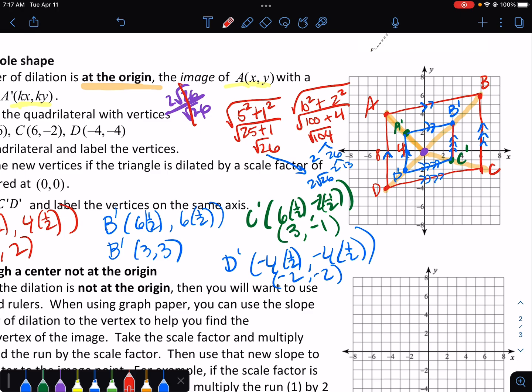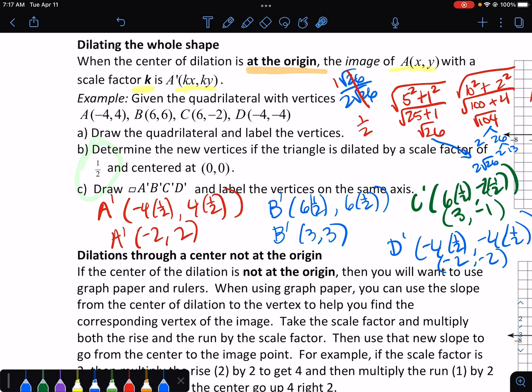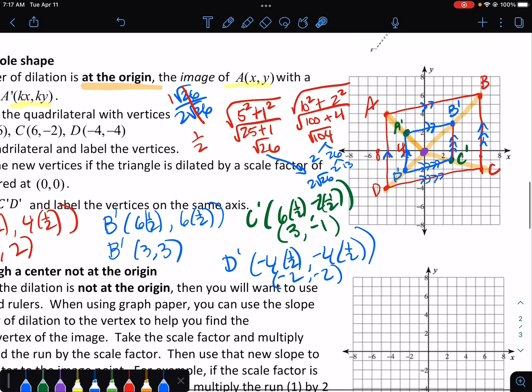The root 26 cancel. Oh no, I went backwards. The image is not the 2 root 26. This is the pre-image. So I went root 26 over 2 root 26. Those cancel, so then that gives us 1/2, right? Which is our scale factor that we have over here, right? So you can also be aware of those things as well.